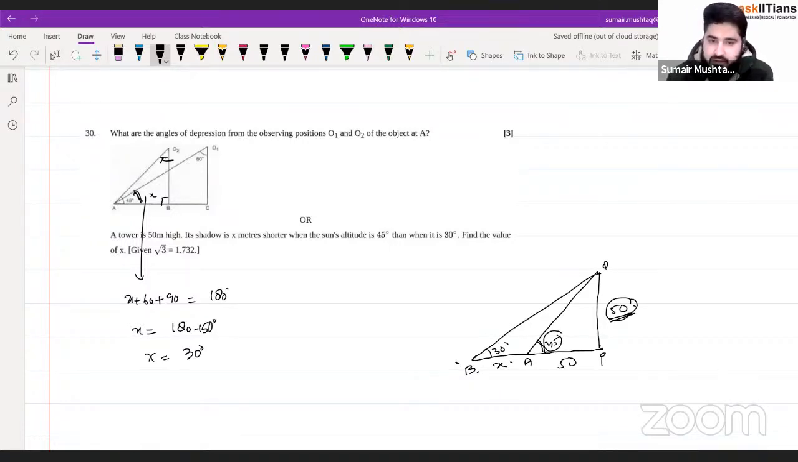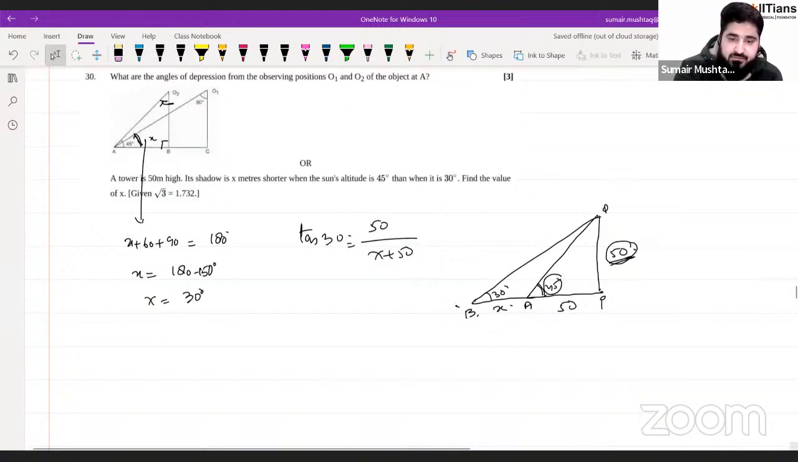Simple. Okay. Now you're going to use here tan 30, isn't it? Why? Because the perpendicular and base, they have the relationship between them. So tan 30 is equal to 50 over x plus 50. Okay, go for it. That's it. 1 upon root 3. Okay, you can get the answer. Fine.